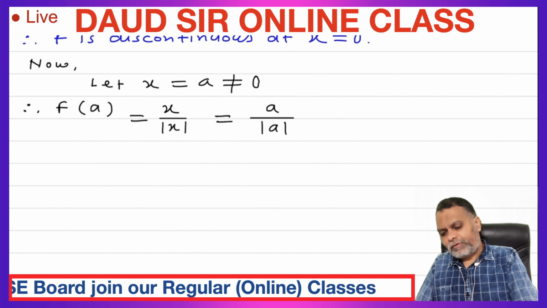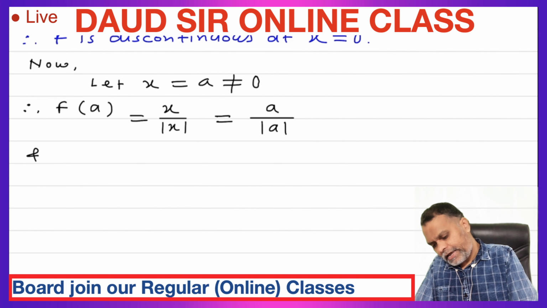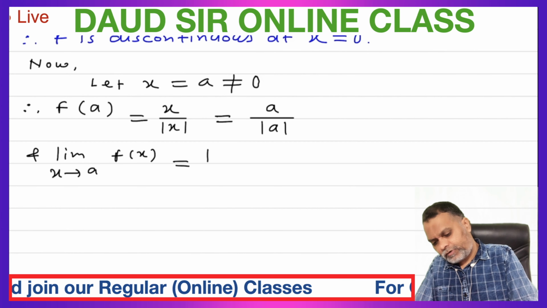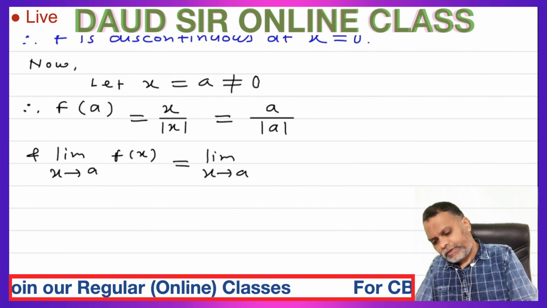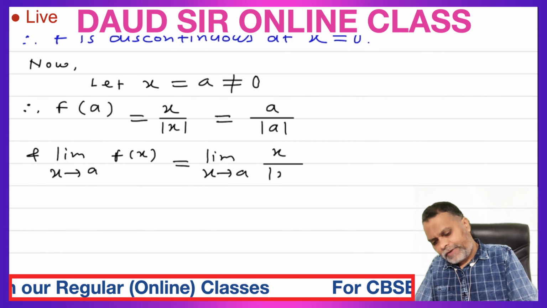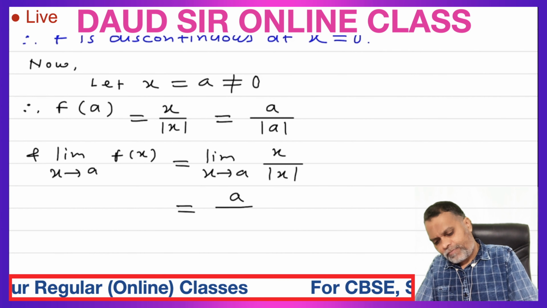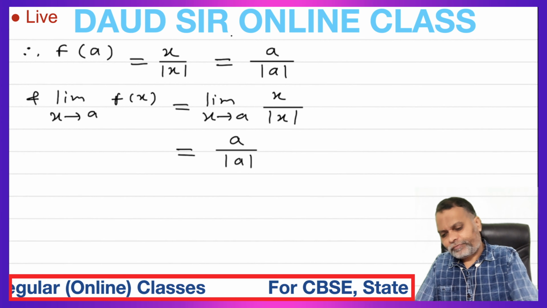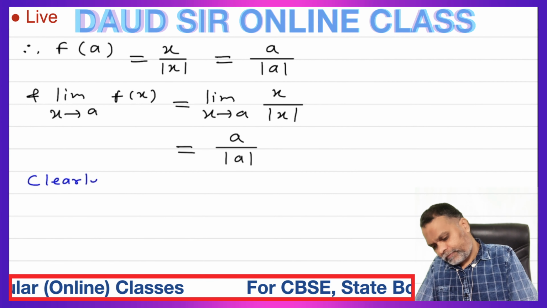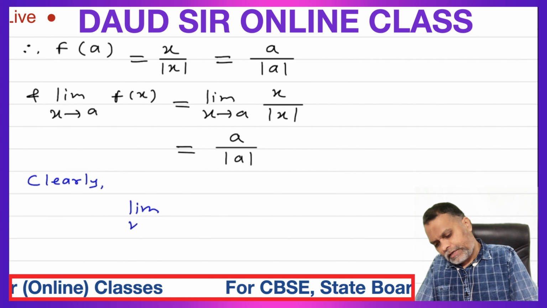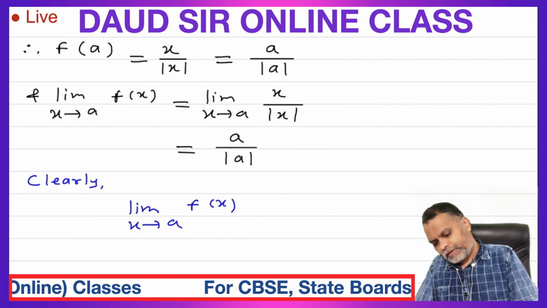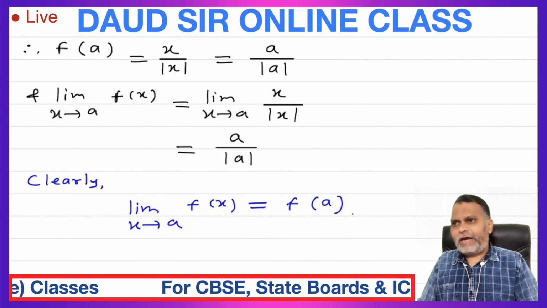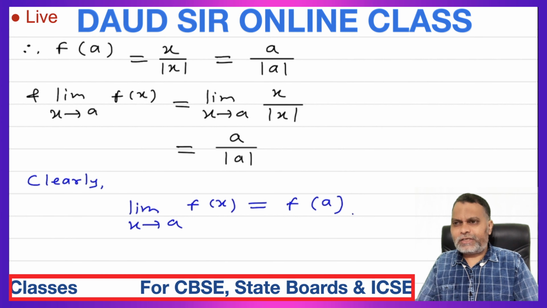a, and calculate the limit at x is equal to a. Limit x tends to a f of x is equal to limit x tends to a function x upon mod of x, substitute x is equal to a, so a upon modulus of a. So clearly the value of function and limit is equal. Clearly limit x tends to a f of x is equal to f of a, where a we considered not equal to 0, means it may be greater than 0 or less than 0.